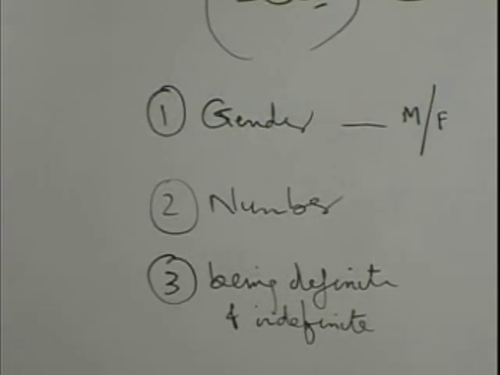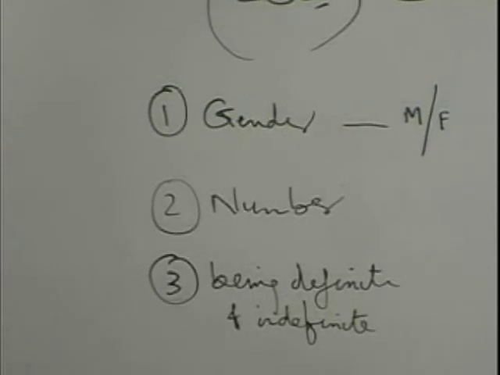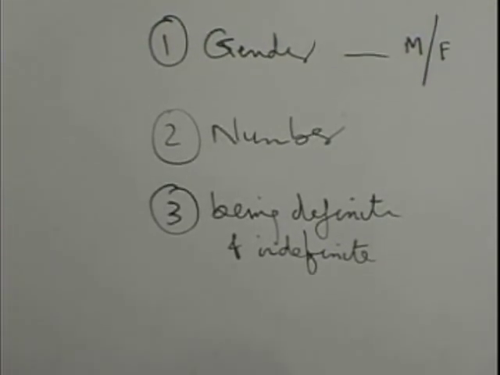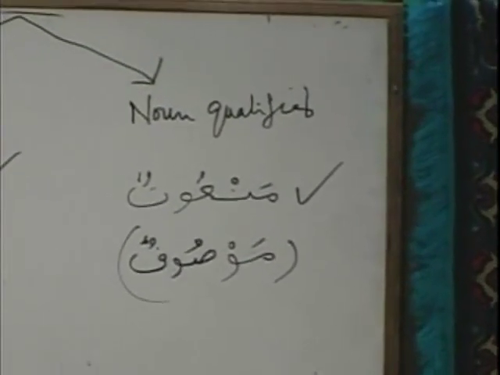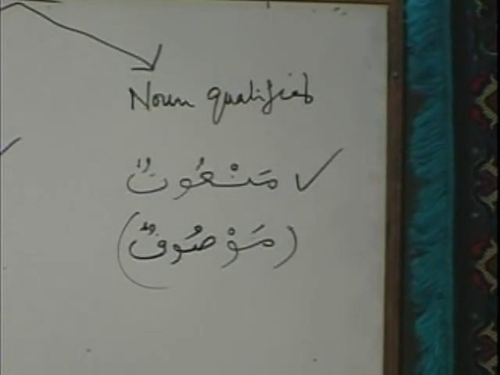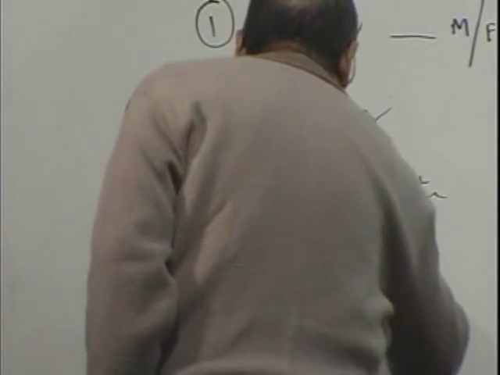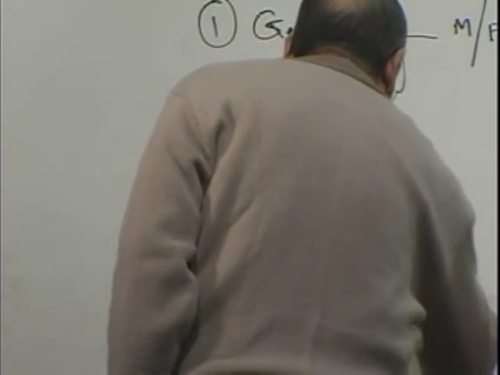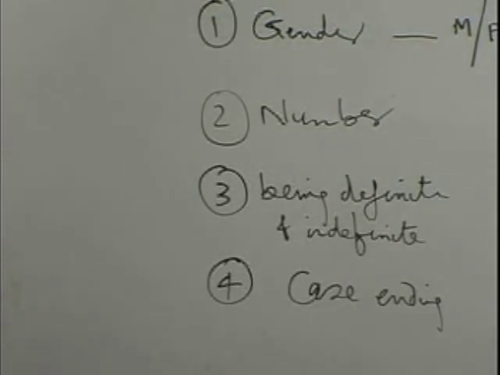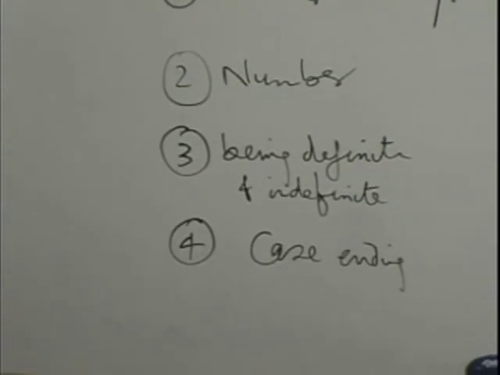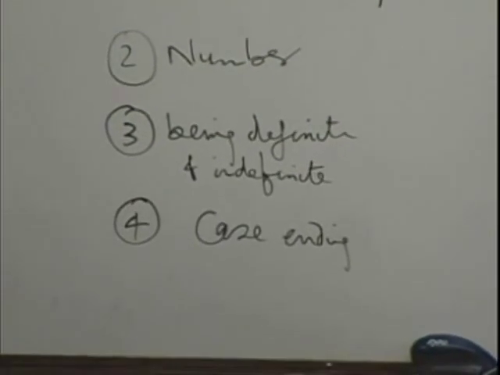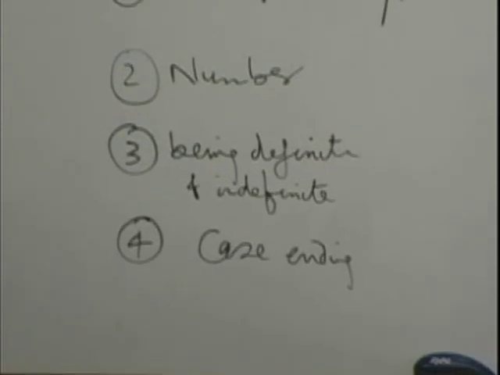Okay, and now, brothers and sisters, what is the last case ending? Dun dan din. What is last? Case ending. If the noun qualified, manaut, is marfu, the adjective will be marfu. If, I will write down here, case ending. Number four is case ending. If the noun qualified is mansub, it will be mansub. If the noun qualified is majroor, it will be majroor. Okay, brothers and sisters, are you following me?